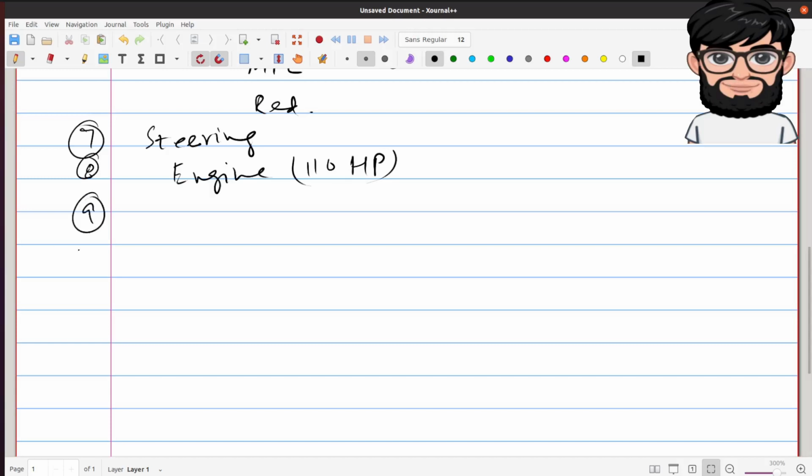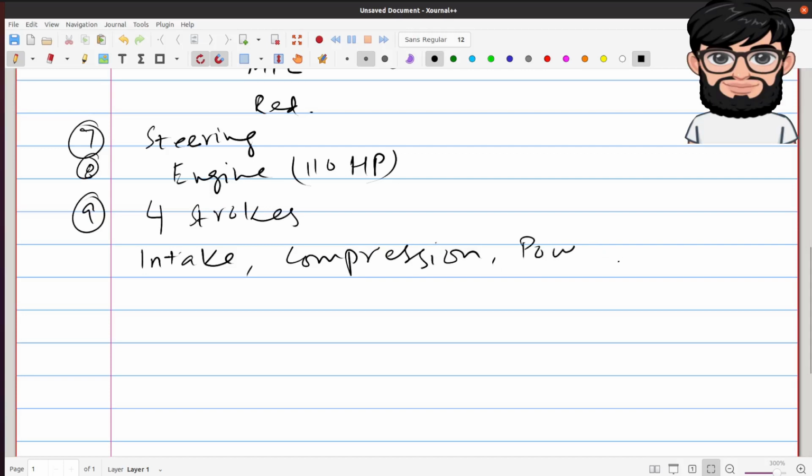Then we're going to be covering some mechanics here, like he may ask you about the four strokes. What are those in an engine, and how do you get the power? So if you want to know, the four strokes, or four cycles, have names. The first one is intake, then compression, then power, and then exhaust.